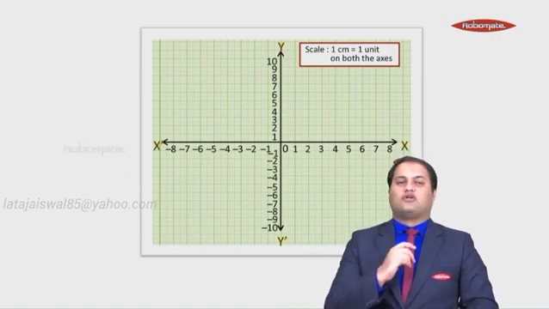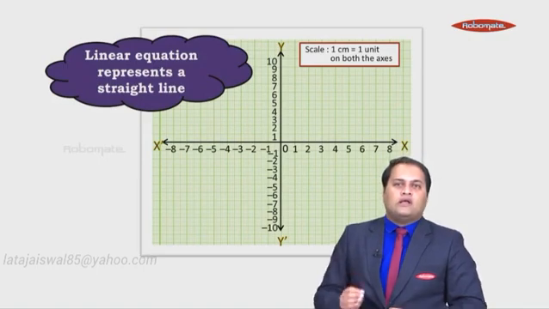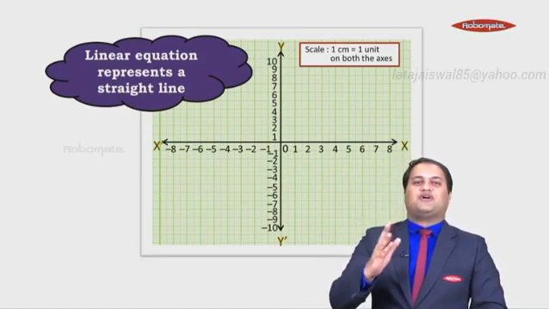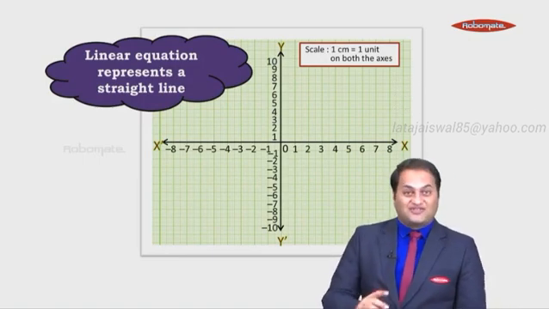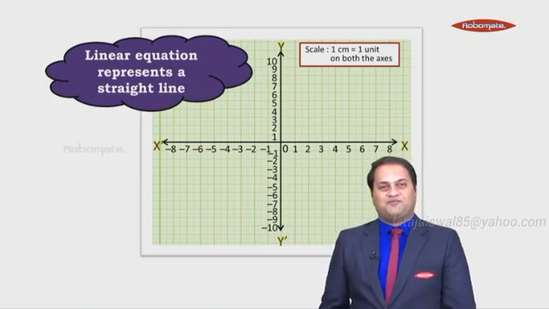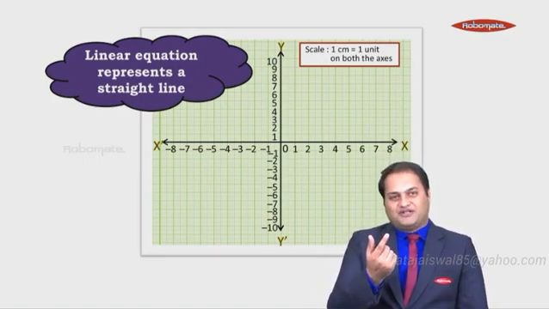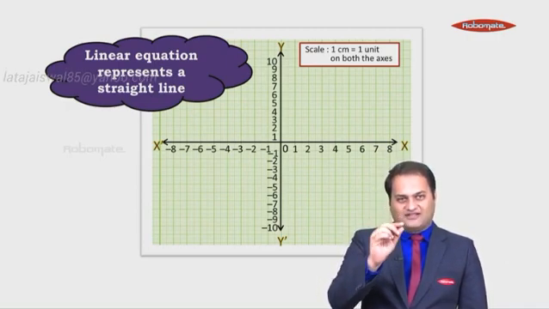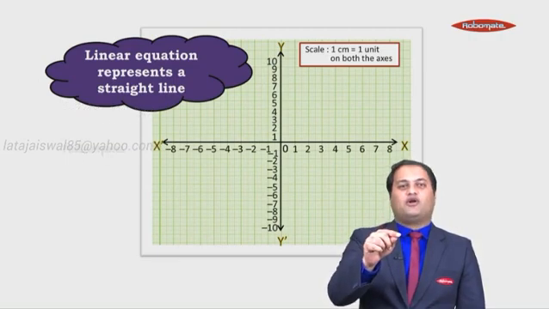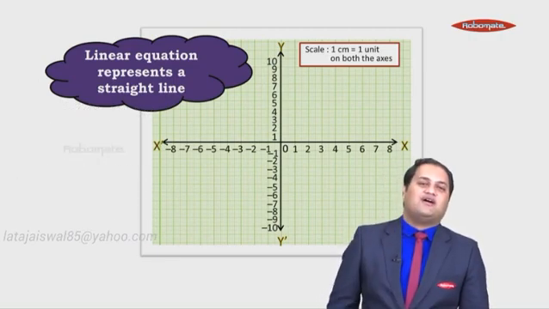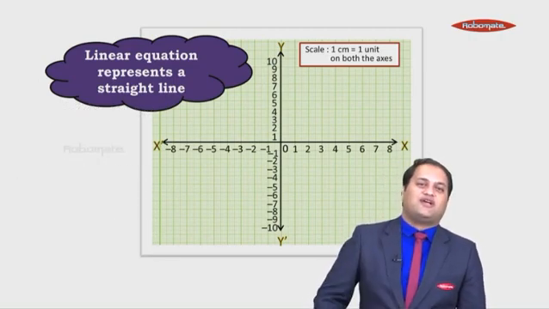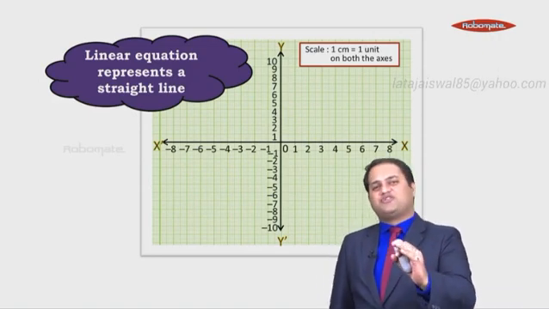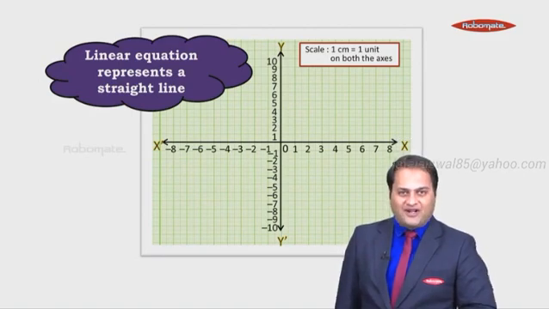So let's understand the concept behind this. A linear equation actually represents a straight line on the graph paper. That's why it is known as a linear equation. You take any linear equation, find say 2 or 3 values of x and y that satisfy that equation, plot them on the graph paper and you will see that all the points are collinear and you are getting a straight line. So always remember this, a linear equation represents a straight line, always, right?